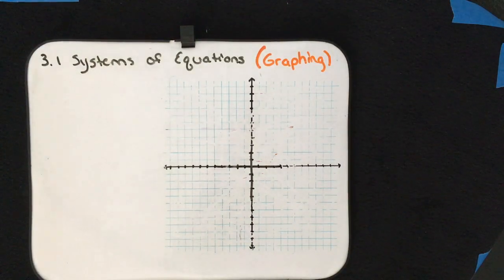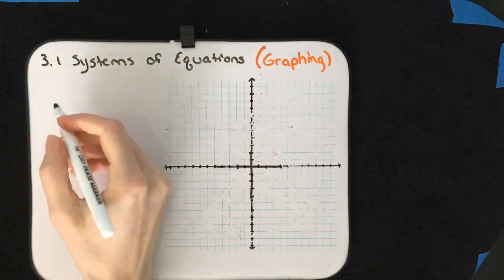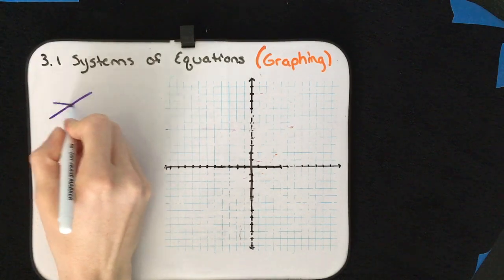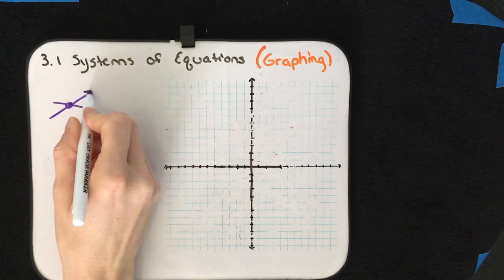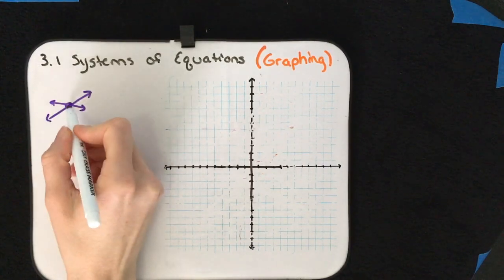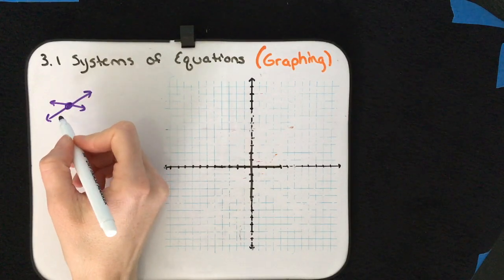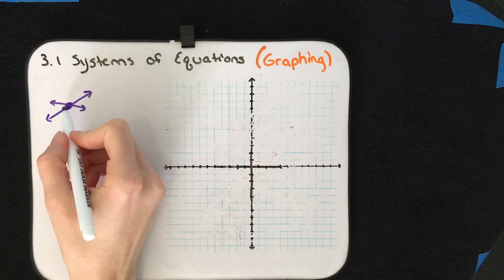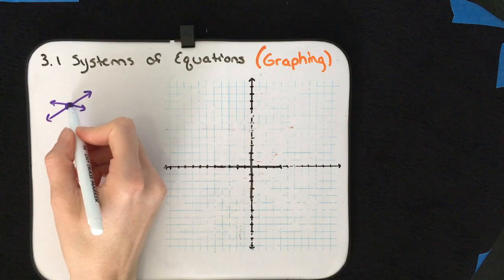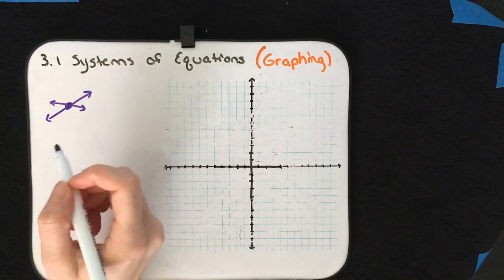When we solve systems of equations, there are three possible outcomes. The first type of solution that you could have is when you graph two lines and there's a point where they intersect. This is when you have one solution. There's one solution where the systems are going to intersect and there's one point that's going to make both true.